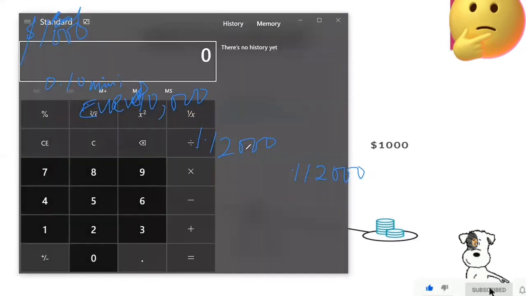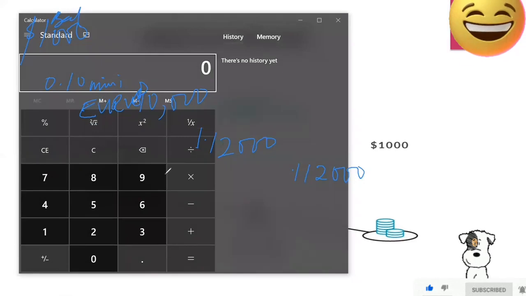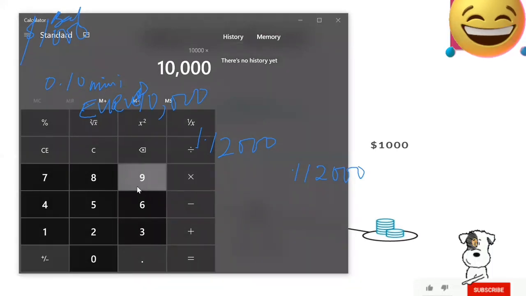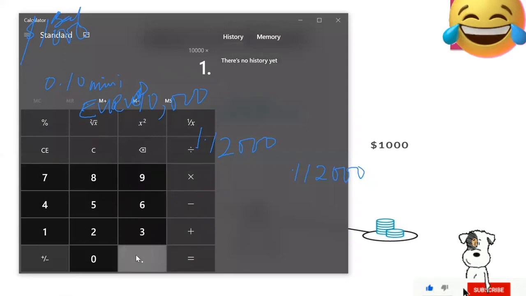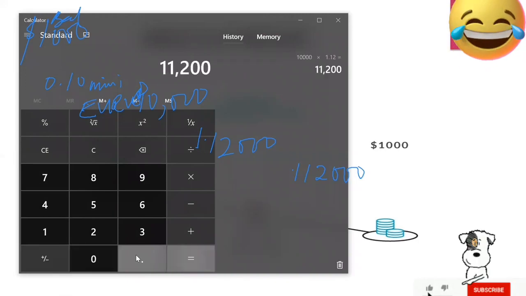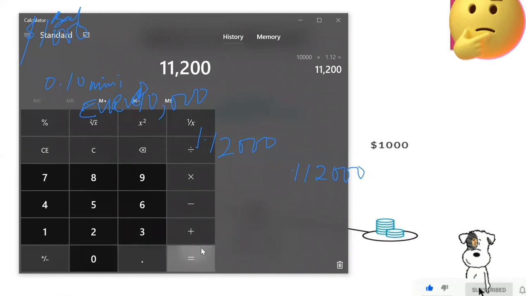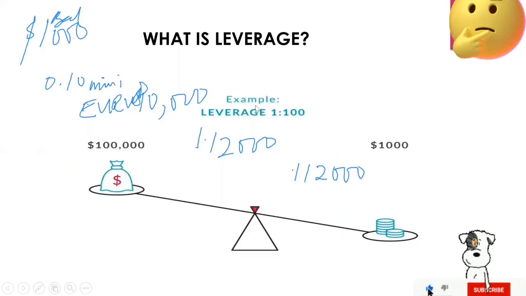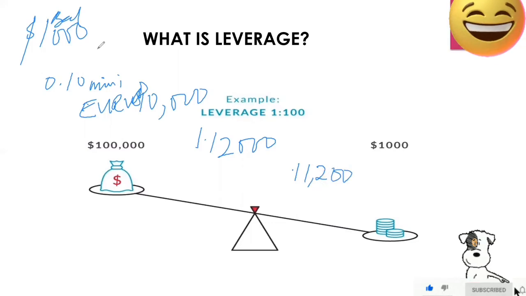All what I just did was, first let me clear. I multiplied 10,000 units by 10,000 multiplied by 1.12000. That's 11,200. Okay, 11,200. And meanwhile, you've got just 1,000 in your account balance.